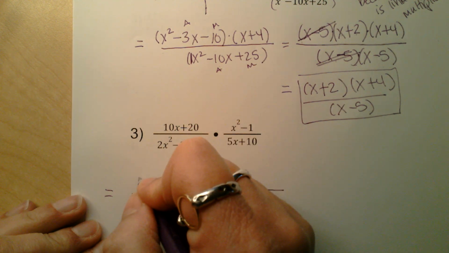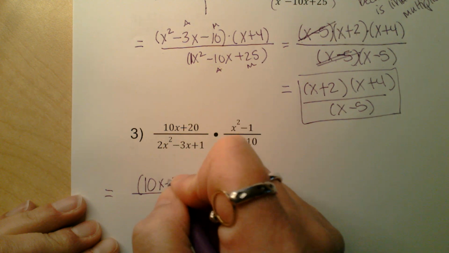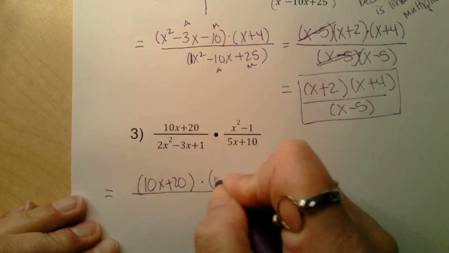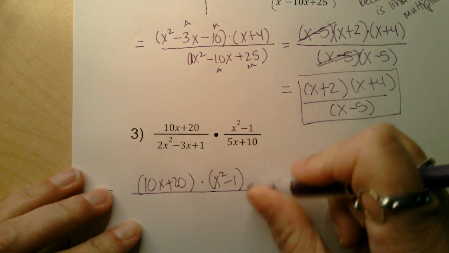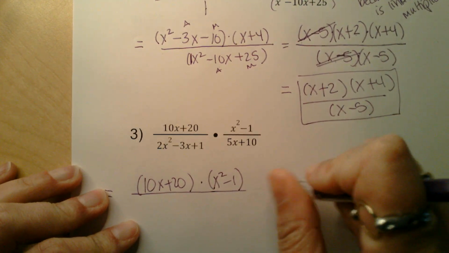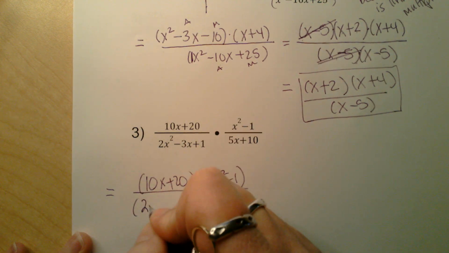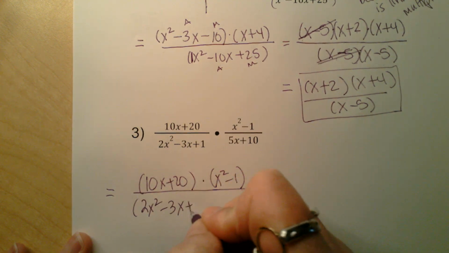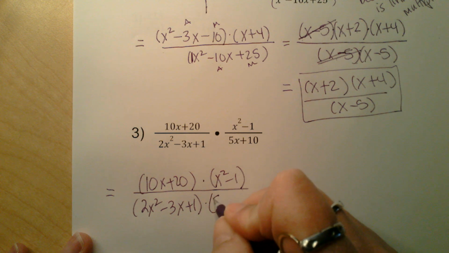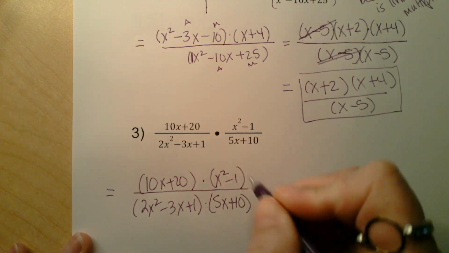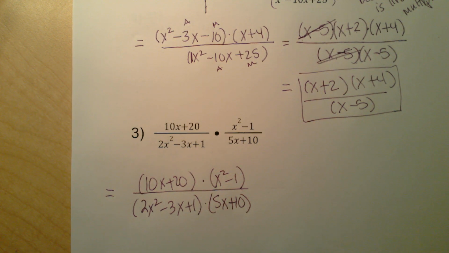We got 10x plus 20 times x squared minus 1. I went way too overboard with my fraction bar here. Okay, we got 2x squared minus 3x plus 1 times 5x plus 10. Now, we have nothing similar here, but when we factor, we're going to find something similar.